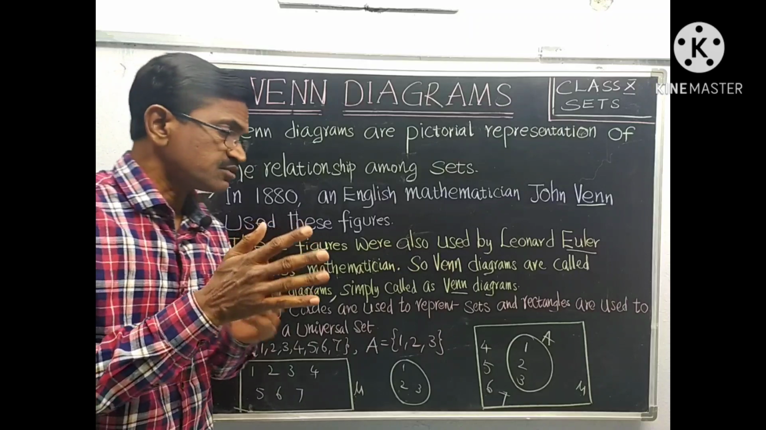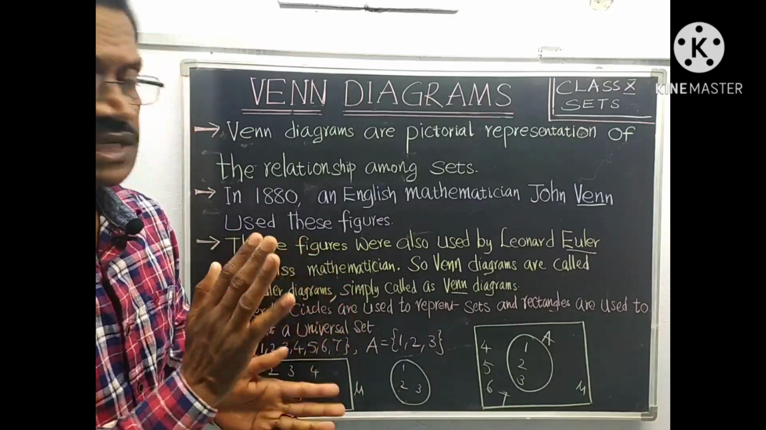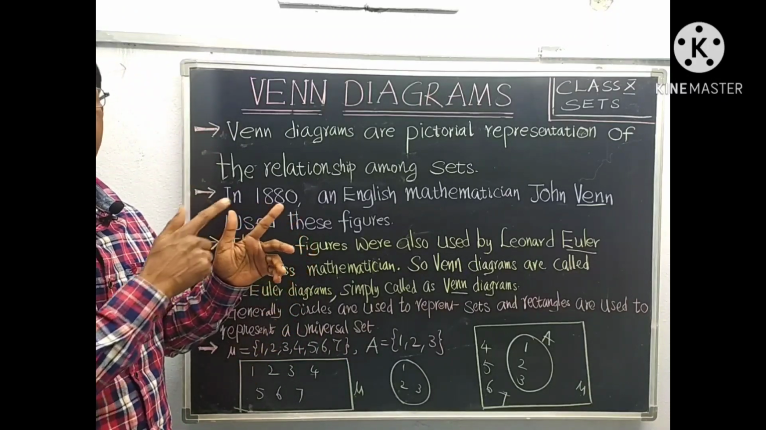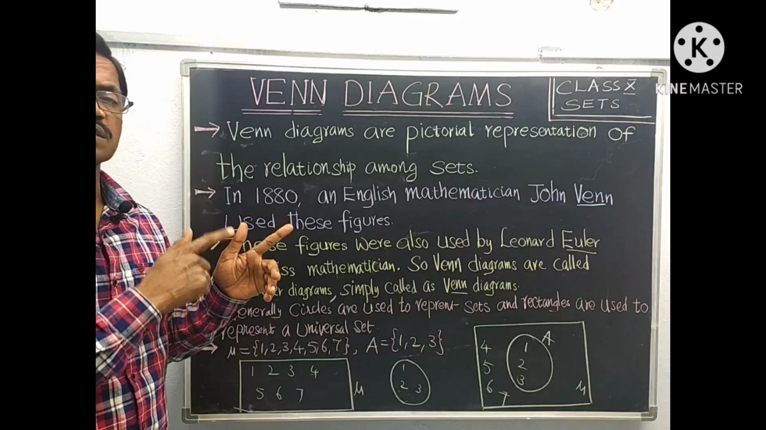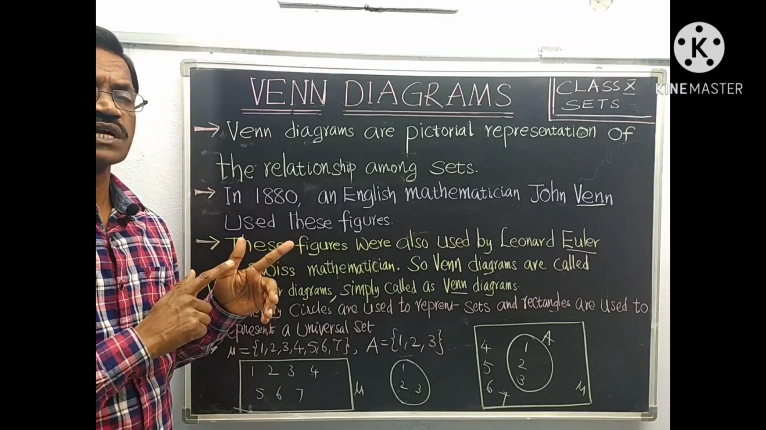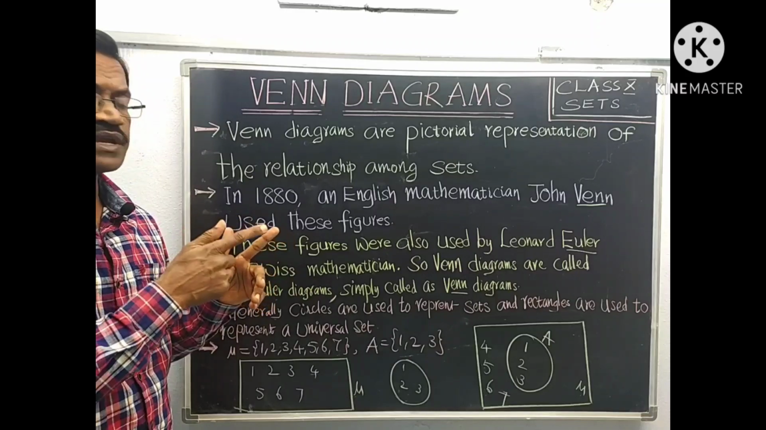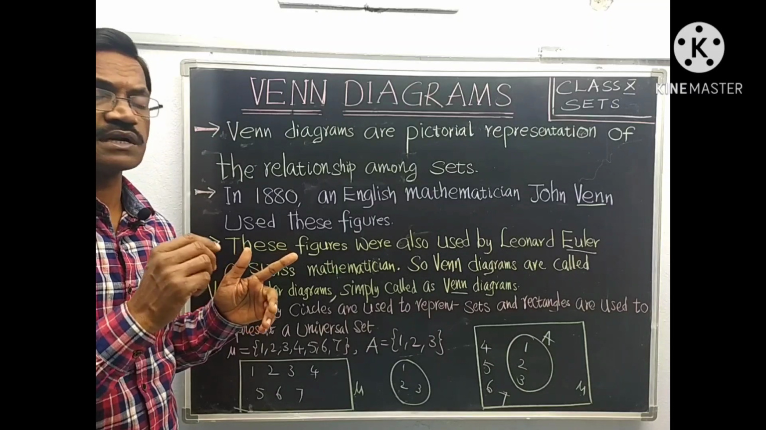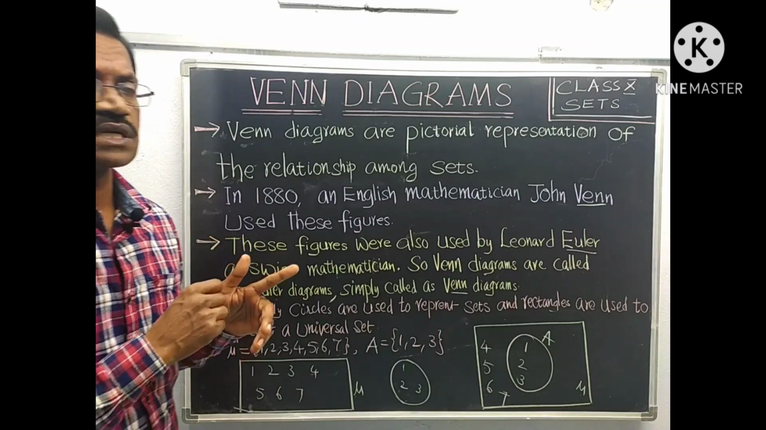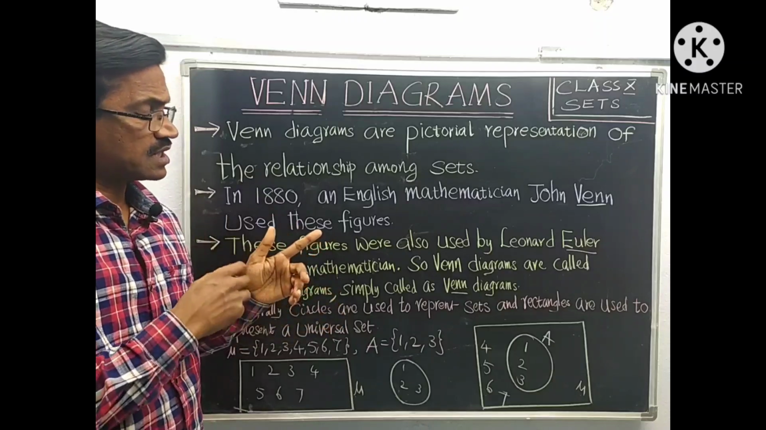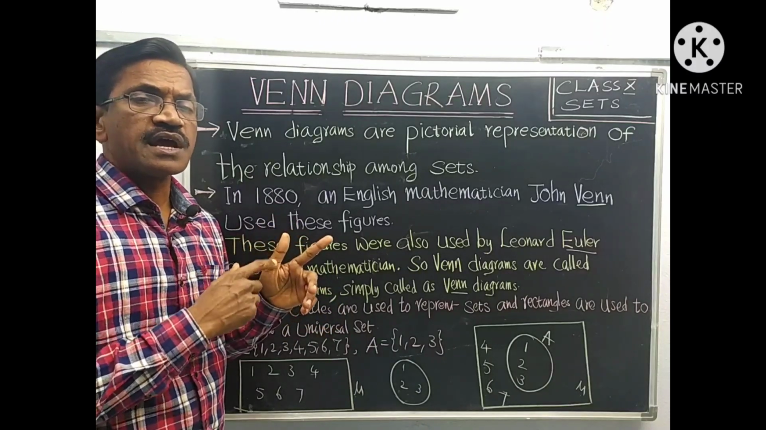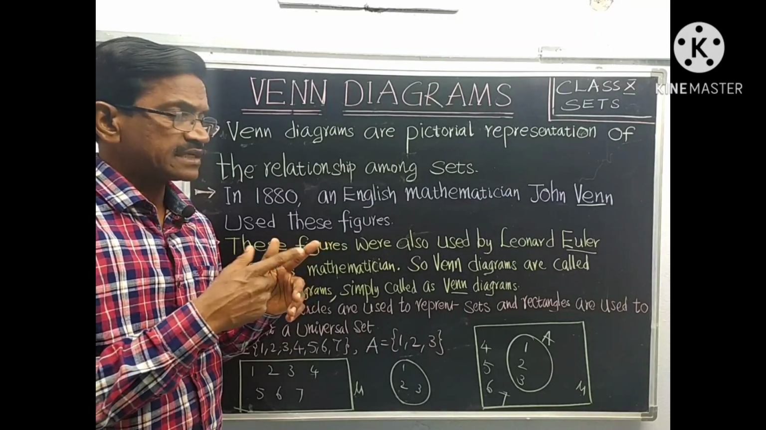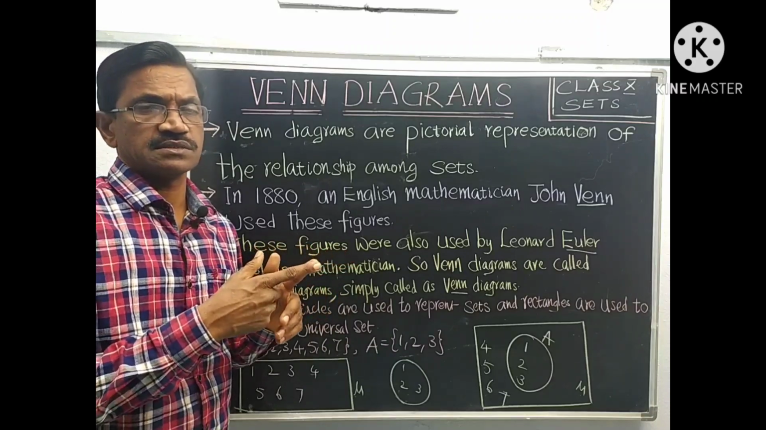But there are three more conditions. When two sets are given, there are three conditions. First condition, if two sets A and B are given, A may be a subset of B. And second condition, A and B may have some common elements. That's why they are called overlapped sets. And third condition, A and B do not have any common elements. Let us represent these Venn diagrams for these three conditions.